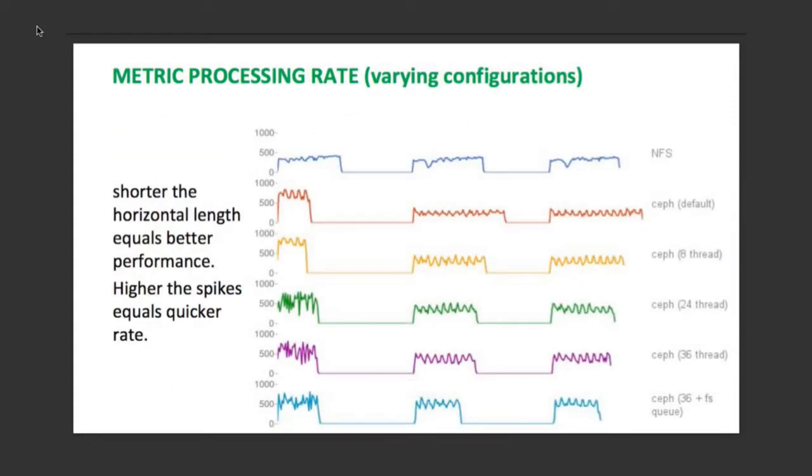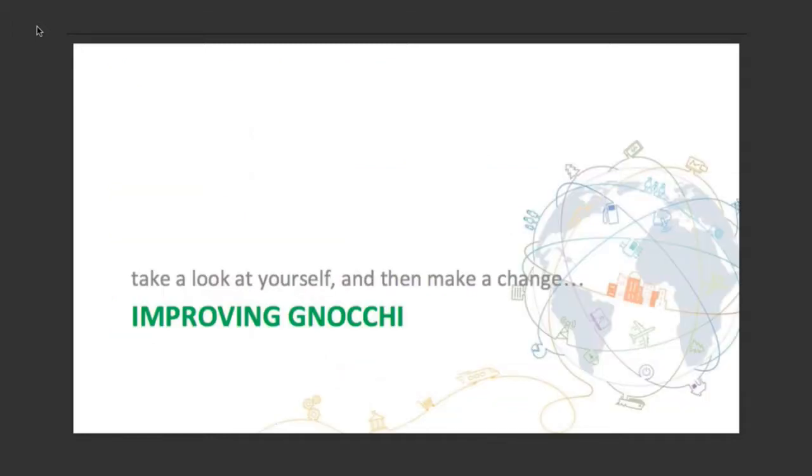This is a graph of the changes in performance based on the configurations we chose. As we increased the number of threads we use in Ceph, the performance got better, and eventually the bottom line is what we ended up with, and you can compare it to our NFS solution, which is quite a bit better. After we stabilized the Ceph performance, we started to look at how to improve Gnocchi itself.